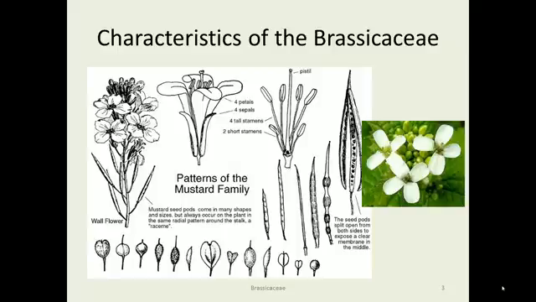Here you can see some drawings and a photograph of typical Brassicaceae flowers. The stamens tend to be clustered so that there's four long ones and two short ones. You can see those sort of sticking out of the flowers on the right, the long ones, and you can see the drawing in the upper right. And the petals forming that cross shape that I already mentioned.